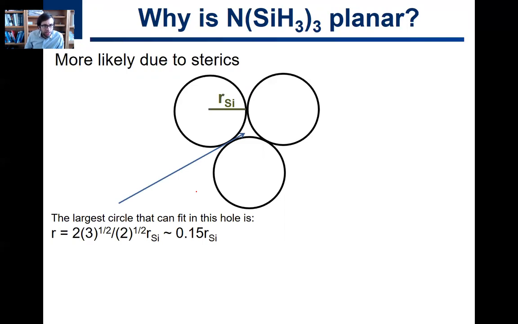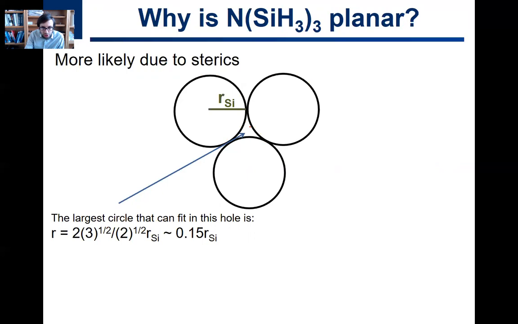Then you can say, okay, if it's planar, I'm going to have 3 circles that look like this. That gives me some open space, a triangular looking open space that has a certain size, and that size is based upon the radius of these circles. You can do some geometry. It actually turns out to be some fairly fun trigonometry. I don't expect you to be able to do it, but it ends up being 2 times √3 divided by √2 times r silicon.